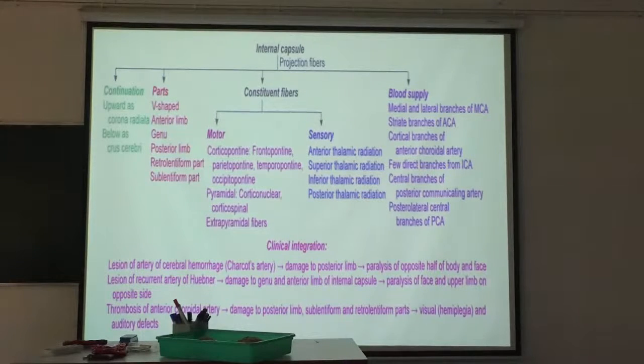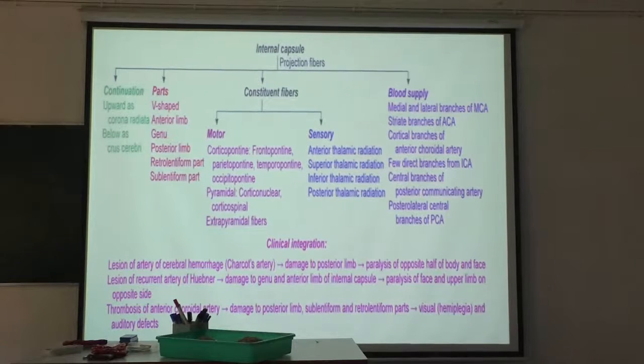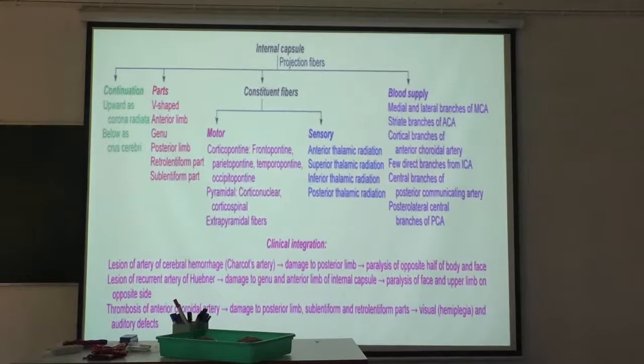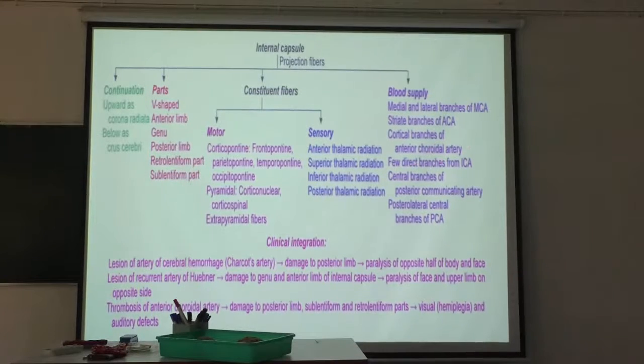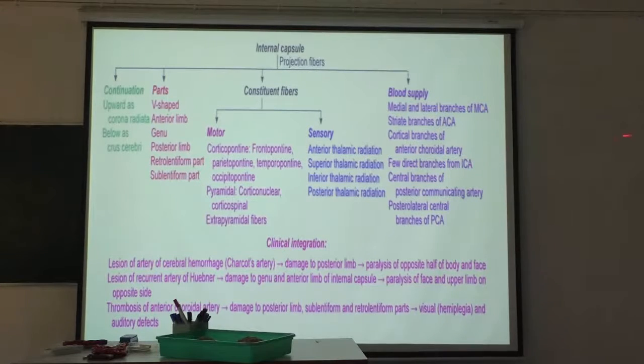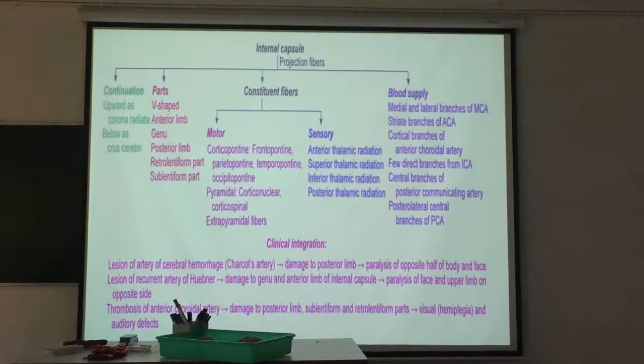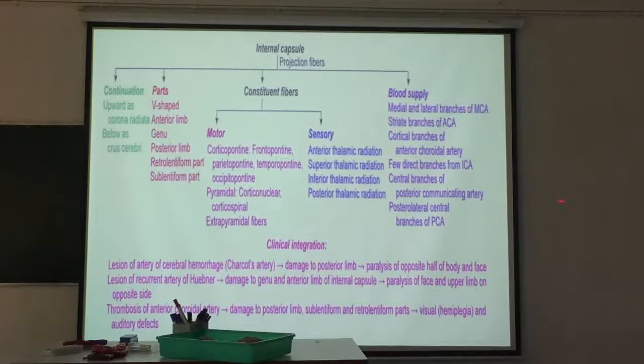Next, the blood supply. Blood supply of the internal capsule is also very important. We will discuss in detail. Okay. So it is medial and lateral striate branches of the middle cerebral artery, branches of the anterior cerebral artery, cortical branches of the anterior choroidal artery, few direct branches from the internal carotid artery, central branches of the posterior communicating artery, posterolateral central branches of the posterior cerebral artery. So these are the blood supply of the internal capsule.